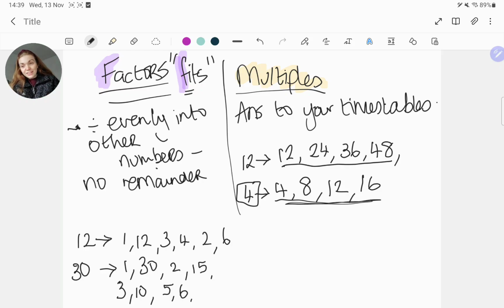I really hope this video was useful for you and you have now got some understanding of what factors are, what multiples are, and the difference between the two.